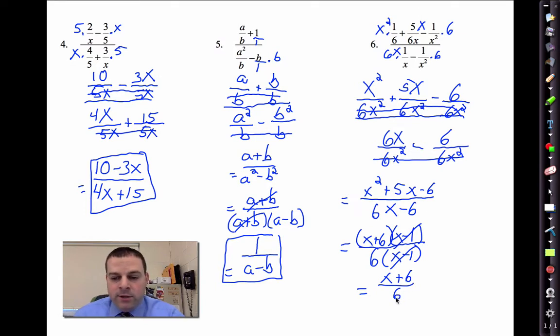And again, it's tempting to look there and see the two 6's and cancel them out. However, that 6 in the numerator is not 6. It is connected to the x. So we have a result, a simplified rational expression of x plus 6 over 6. If you need time to catch up on these notes, please pause the video now before I clear the screen.